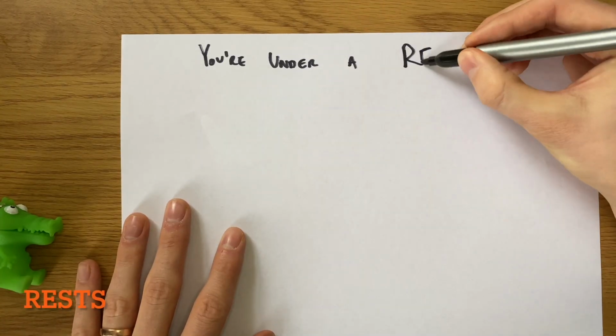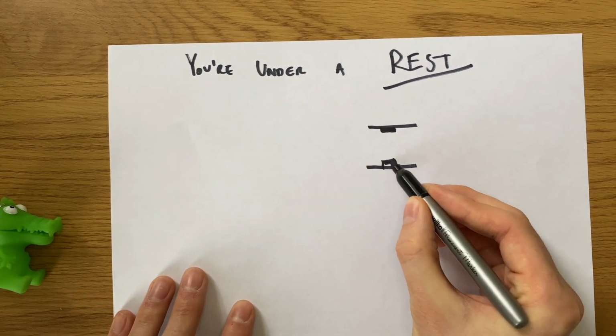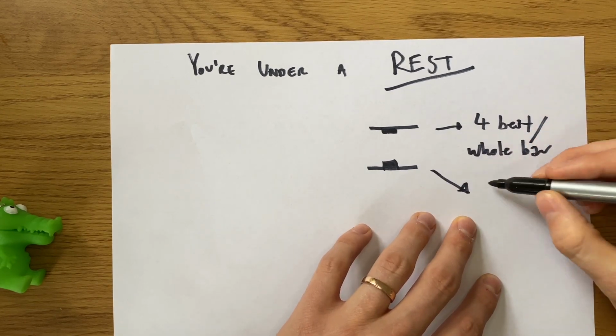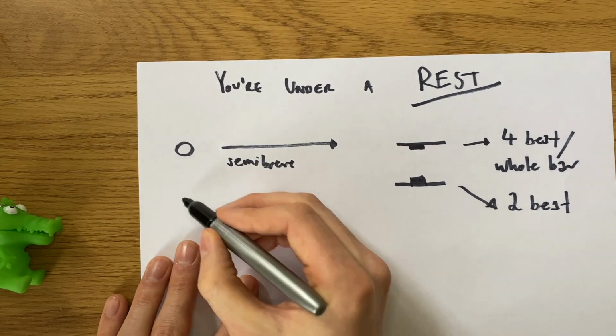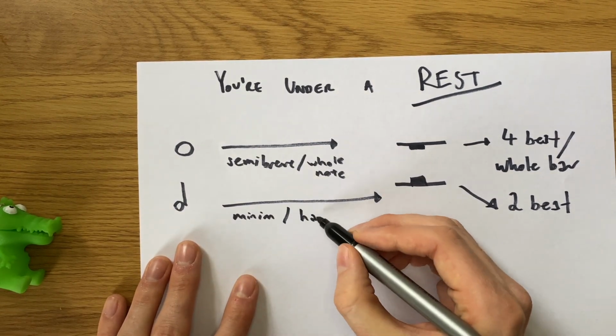So as well as knowing how long to hold on a note for, you also need to know how long to not play a note. So these are called rests, and there's different symbols to correlate to each note value. So if you have a little blob underneath the line, that's a 4-beat rest. And if it's a blob over the line, then that's a 2-beat rest.